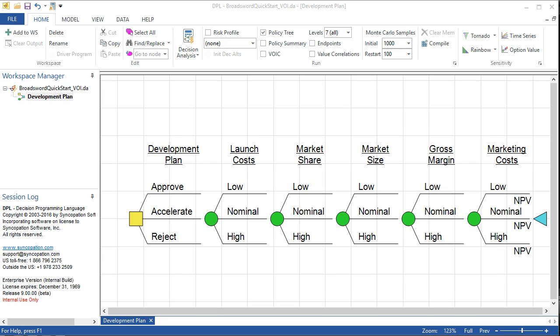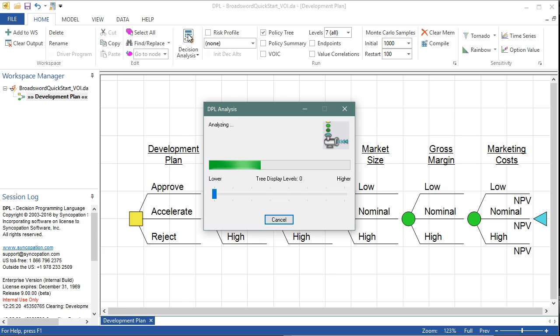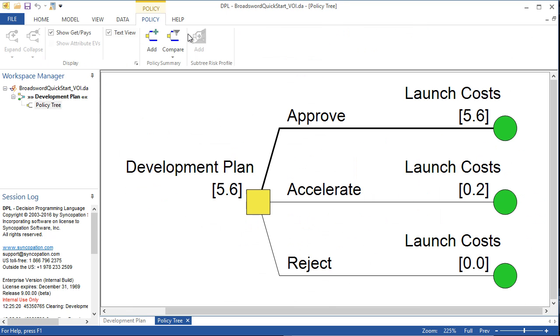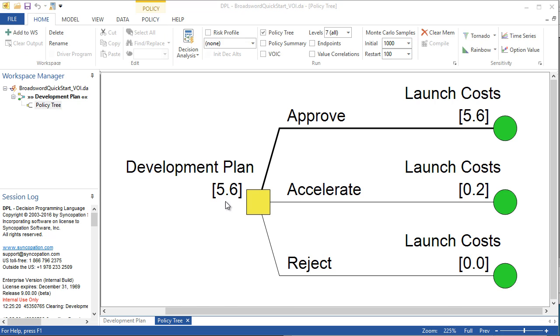We have a new product that's a few years from launch, and you can see in the decision tree that we're trying to decide if we should continue to develop the project as planned, spend more money to get it to market sooner, or terminate the project if we don't think it will be a winner. I'm going to run a decision analysis to see what the model is telling us. Right now it looks like approving the project is the best alternative with an expected value of 5.6 million, but the analysis is ongoing and we haven't made a final decision.